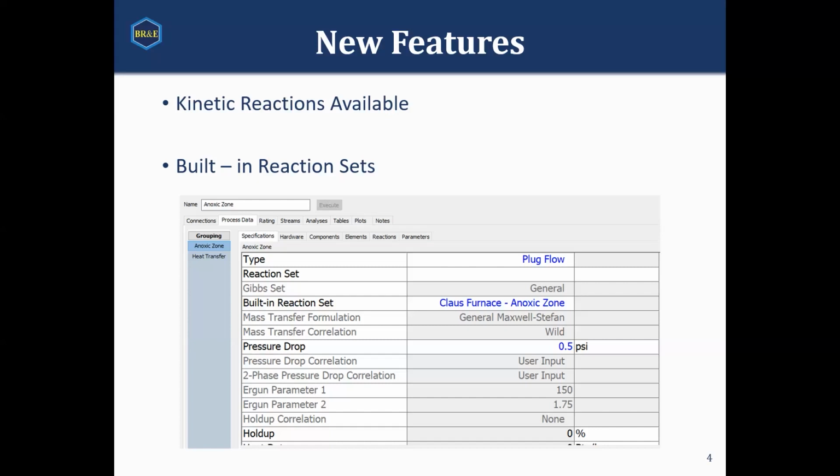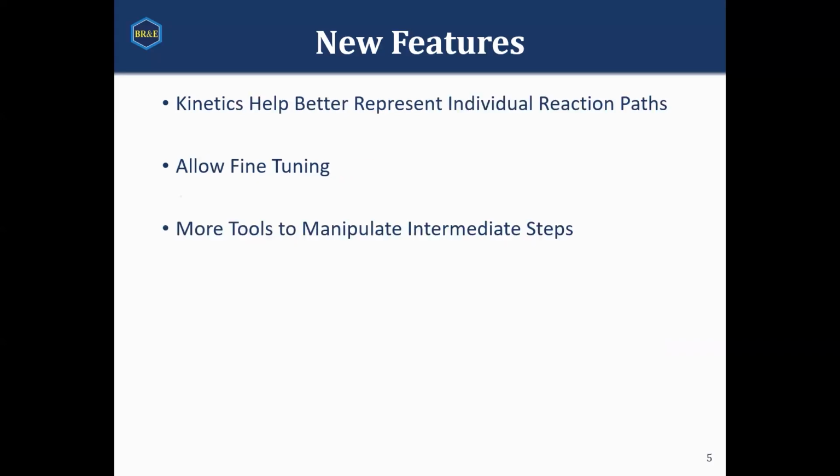Now, why do we want to use the kinetics? Why is this such a big deal? Well, the kinetics can help us better understand, better represent, better model individual reaction paths along your reactors. With that comes more fine-tuning. There are a lot more tools available for you now to manage intermediate steps or manipulate them as well. And this can help you with making your plant models more towards reality, or the expected reported behavior of your plants. You can go into several different things, like absorption and desorption steps in the Claus bed.